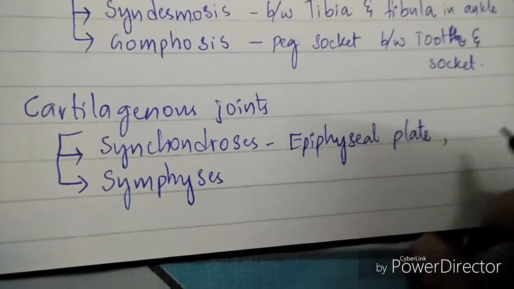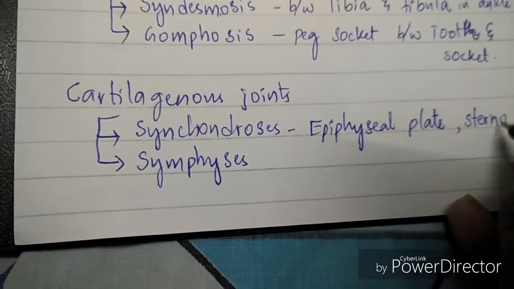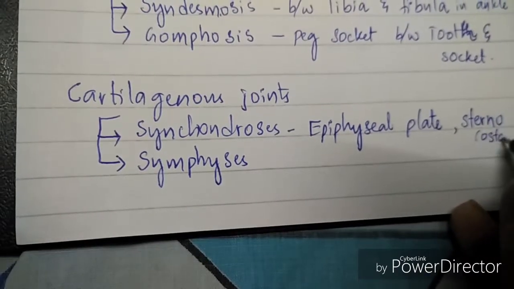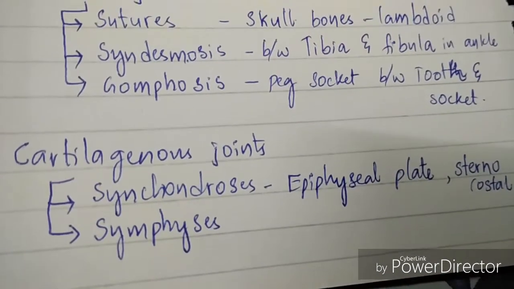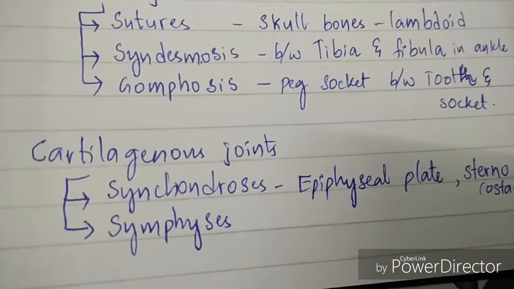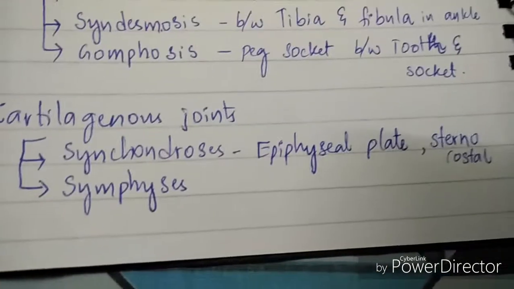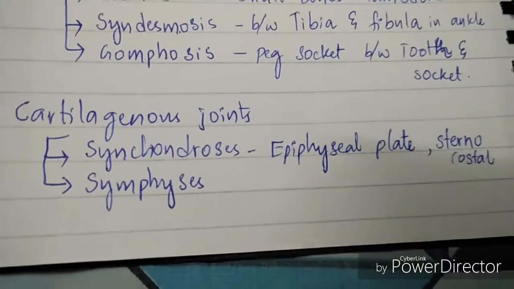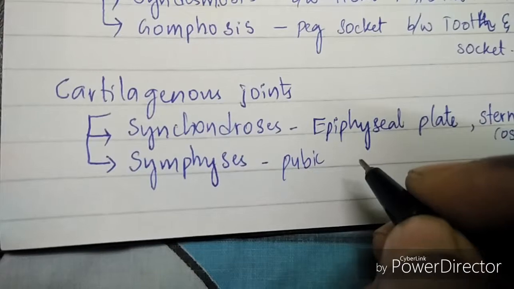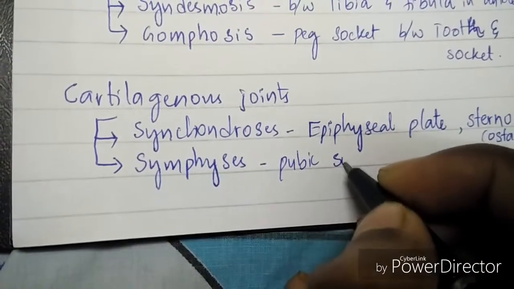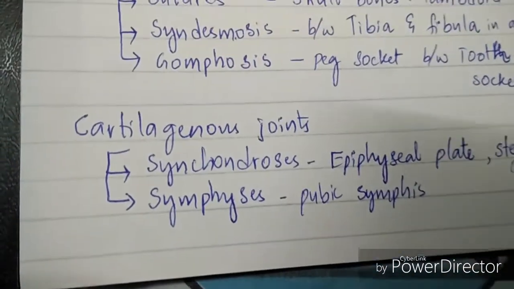Another example is the sternocostal joint. The ribs, before attaching to the sternum, have a costal cartilage intervening between them. The ribs don't extend all the way to the bone. There is a cartilage which joins the ribs and sternum. So it is a type of synchondrosis. Symphysis, widely known examples: pubic symphysis, mental symphysis, etc.